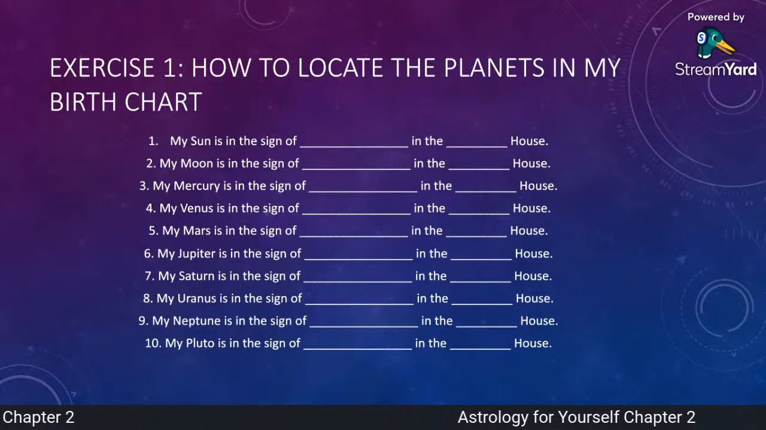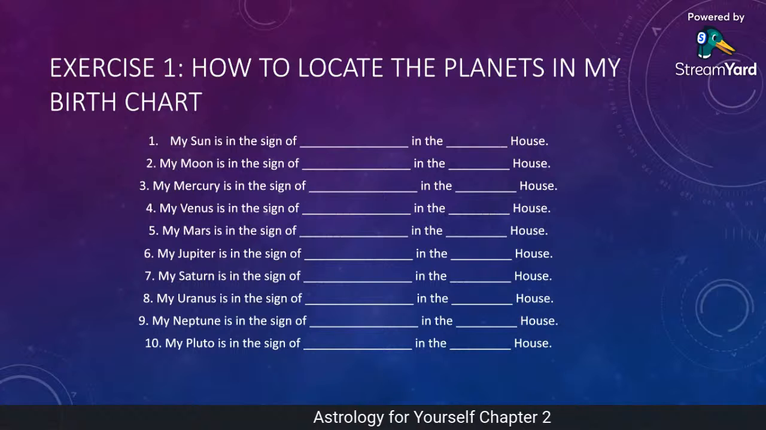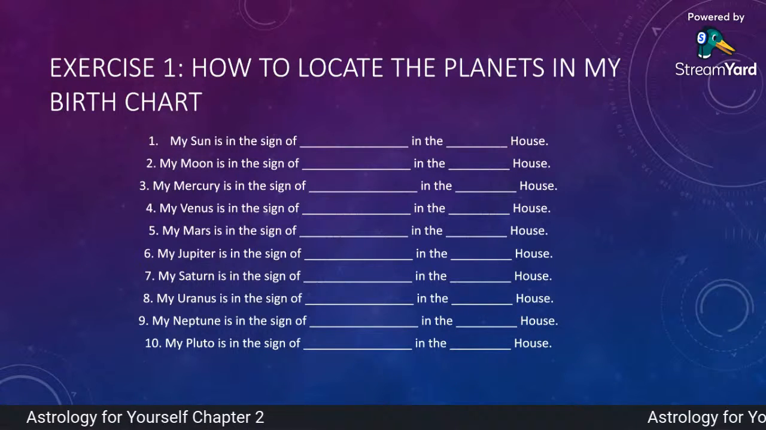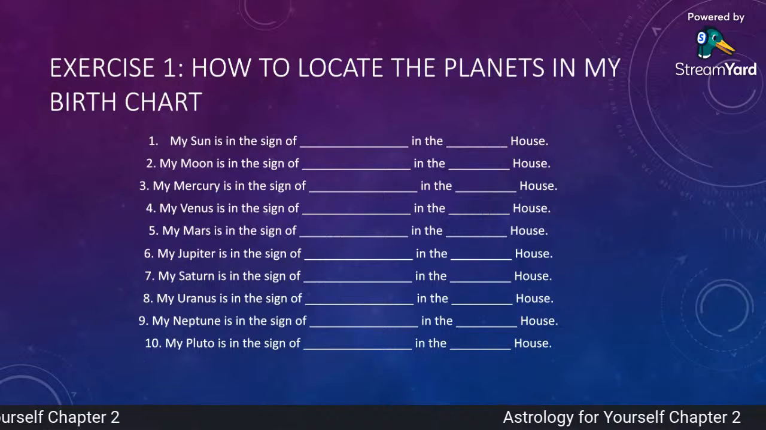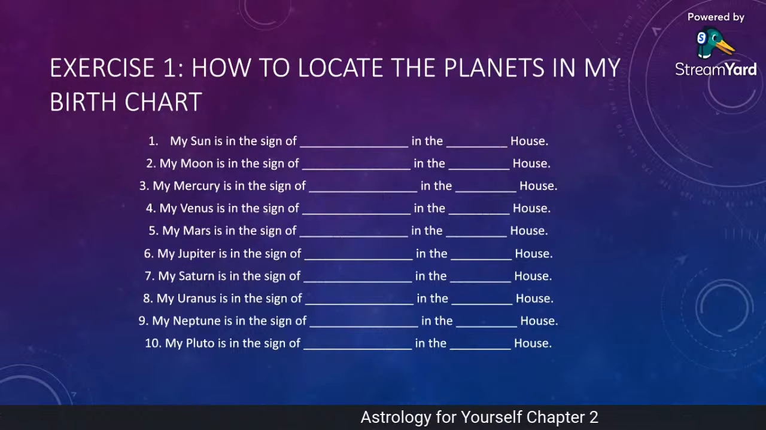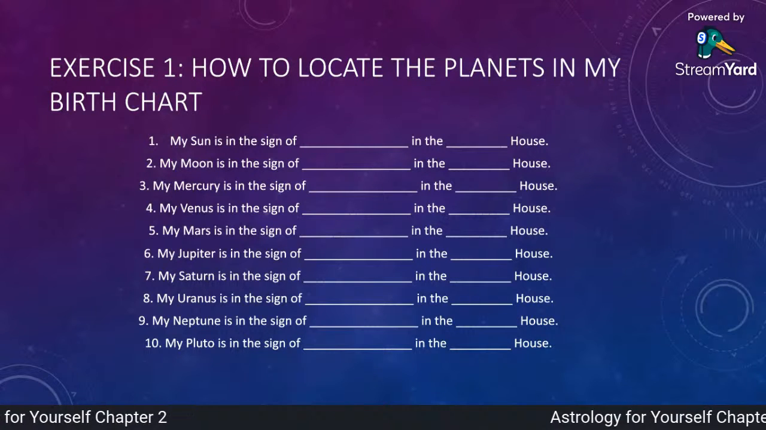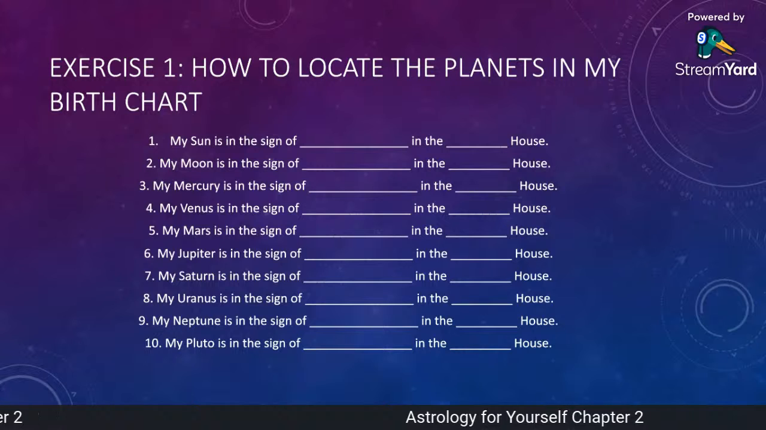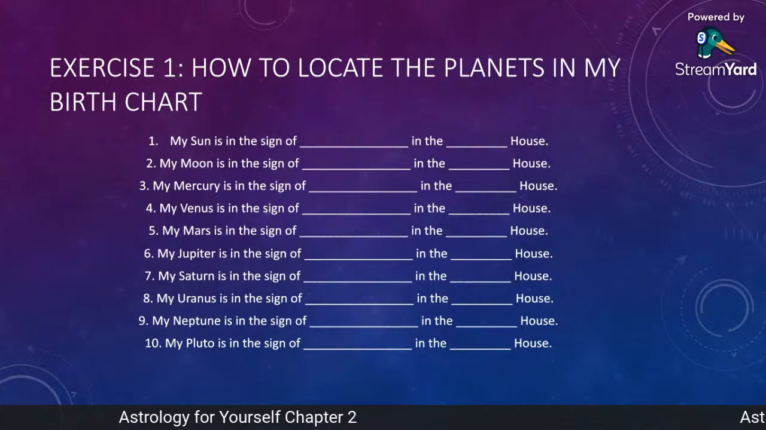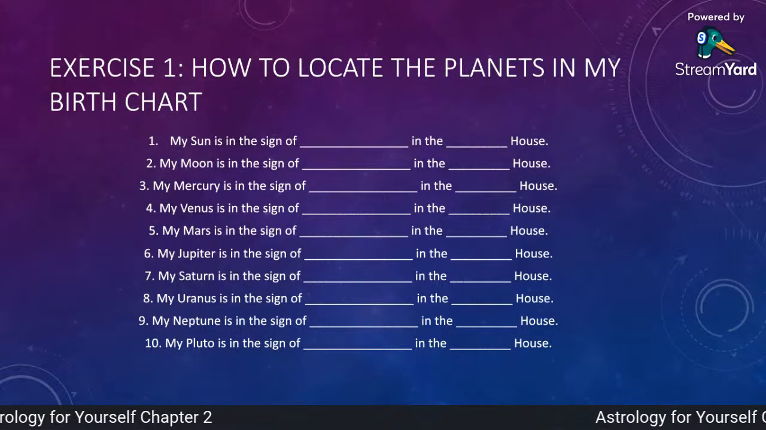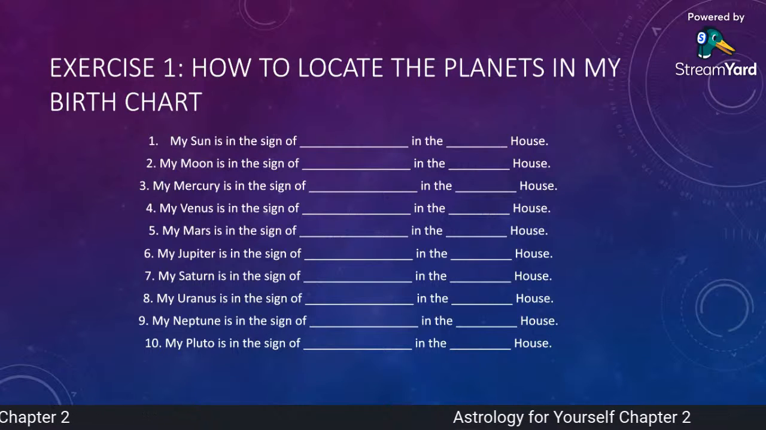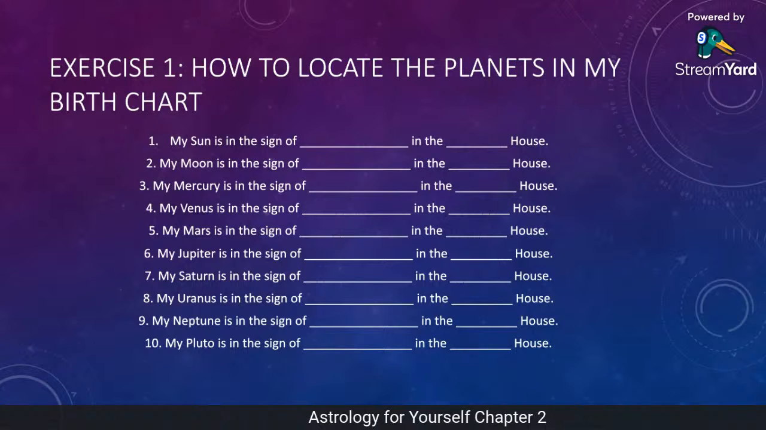My Jupiter is in the sign of Sagittarius in the 9th house. My Saturn is in the sign of Libra in the 7th house. 8. My Uranus is in the sign of Sagittarius in the 9th house. My Neptune is in the sign of Sagittarius in the 9th house. My Pluto is in the sign of Libra in the 7th house. 11. My Chiron is in the sign of Taurus in the 2nd house.